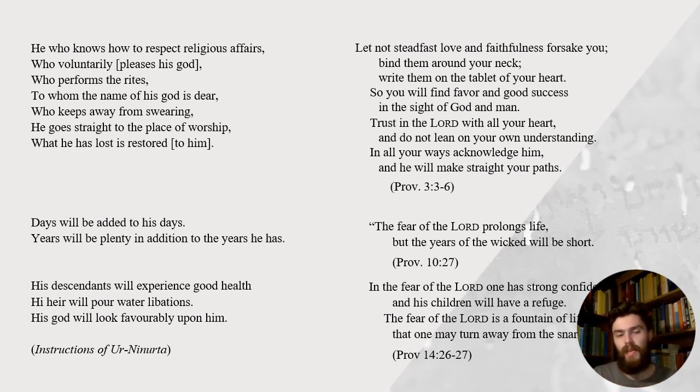And also in the Ernenöter description, his descendants will experience good health. His heir will pour water libations, and his God will look favorably upon him. In Proverbs 14, we read that in the fear of the Lord one has strong confidence, and his children will have a refuge. So it's this idea of connecting with the descendants. The fear of the Lord is a fountain of life, just as the heir of the righteous man will pour forth water, is the image in the Ernenöter description.